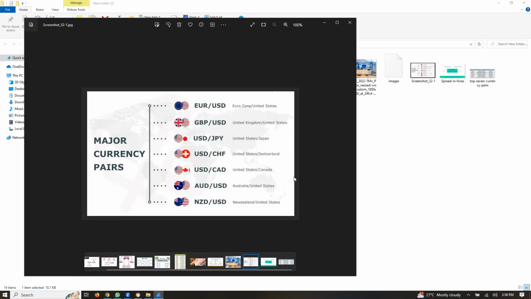According to experts, they have analyzed the market and seen that the countries with a stable economy are about seven. We have the US dollar, that's America. We have the British pound. We have the Japanese yen. We have the Swiss franc. We have the Canadian dollar. We have the Australian dollar. And we have the New Zealand dollar.